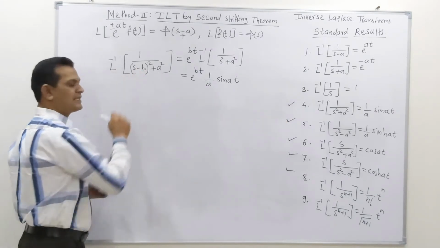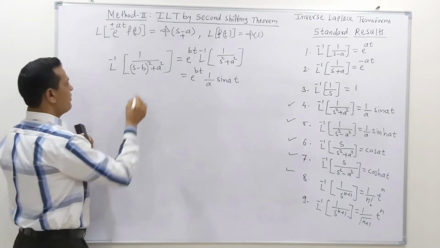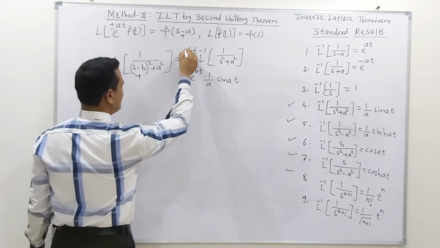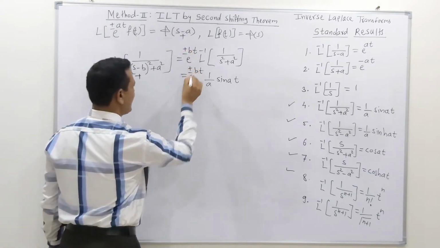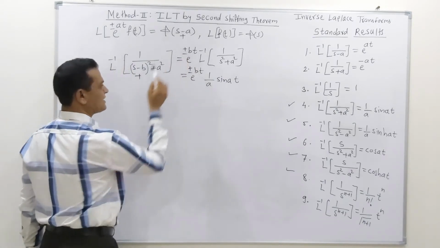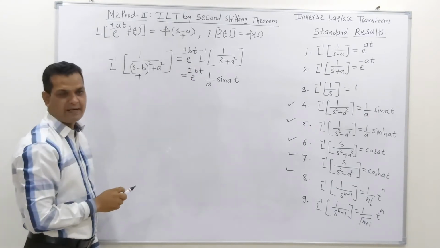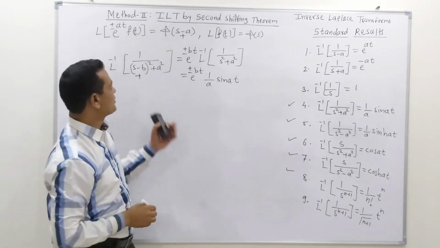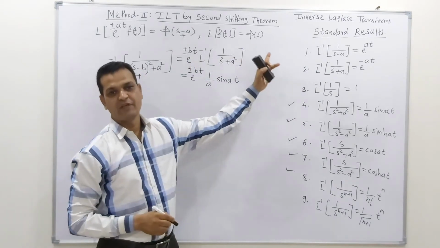If the middle sign is minus, then we can write this as e raised to plus bt. But if we take the sign as plus bt, then the sign becomes minus of bt. So this is plus and this is minus. That means if the middle sign is minus, then we take this as plus, and if the middle sign is plus, then we take this as minus. In this way we apply the inverse Laplace transformation concept for this fourth result, which is based on the second shifting theorem.